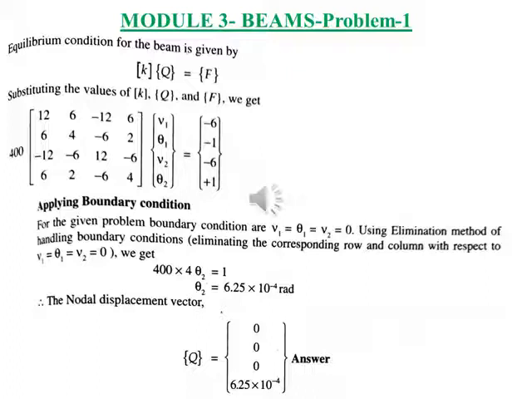Hence theta 2 will not be 0. All other values are 0. So by using the elimination method, we will be able to write that 400 into 4 into theta 2 is equal to 1, or theta 2 is equal to 6.25 into 10 power minus 4 radians. So the displacement vector can be written as q is equal to 0, 0, 0, 6.25 into 10 power minus 4 radians.